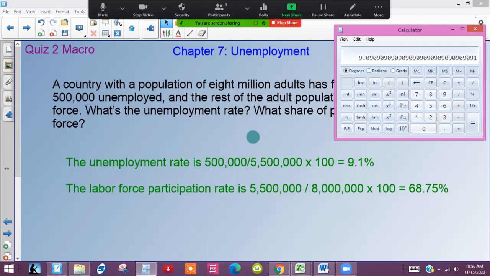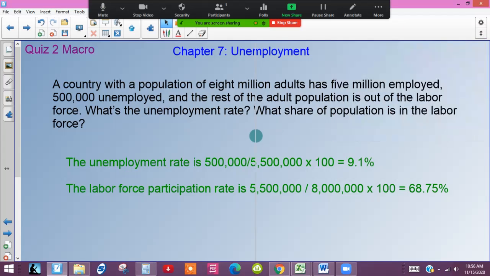Now, the next question here is the problem asks you what share of the population, so what percentage of the population is in the labor force. So we simply take the total number of adults right here that are in the labor force, and we divide that. So that's going in the numerator.